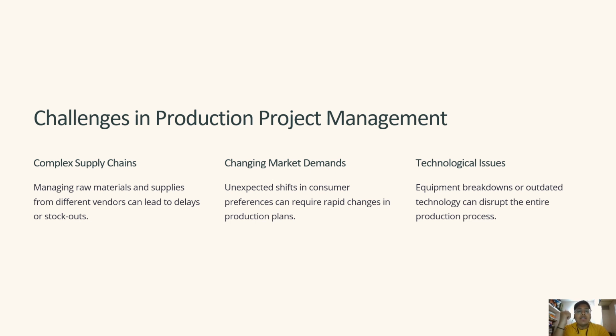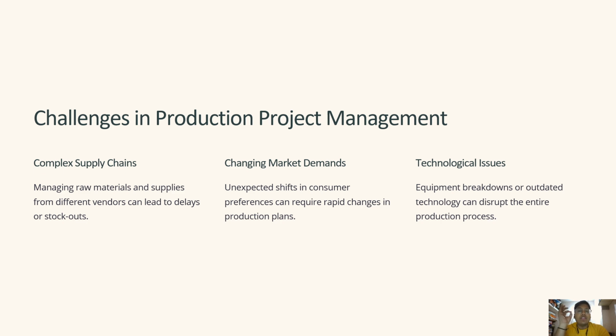The second thing is changing market demands. Sometimes the market is very volatile, so the demand can increase or decrease. Unexpected shifts in consumer preferences can require rapid changes in production plans. So one day I had this plan for my production. As I said, it is customer centric, so as soon as the demand changed, my production plan should also upgrade itself. It should change and adapt to the situation. So this is again one more problem.